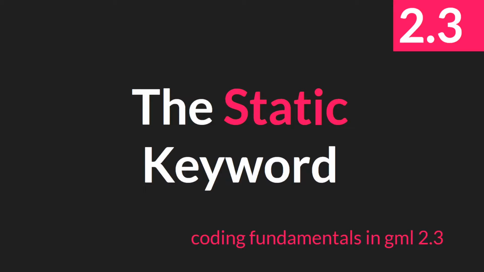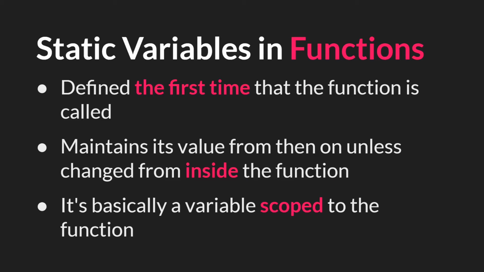In this tutorial, we'll be talking about the static keyword. This is a keyword that is new to 2.3. Essentially, the static keyword is a keyword that you can use in functions that will create static variables inside of those functions. So what does that mean?